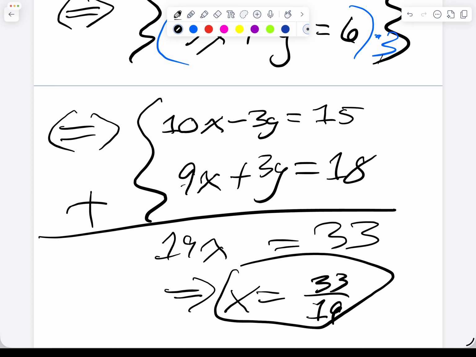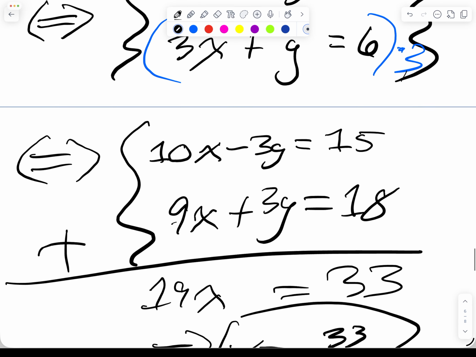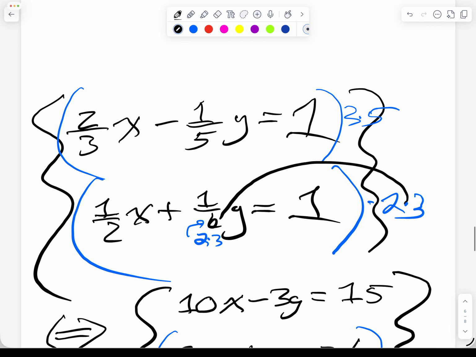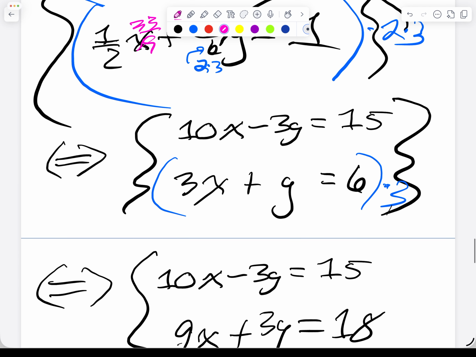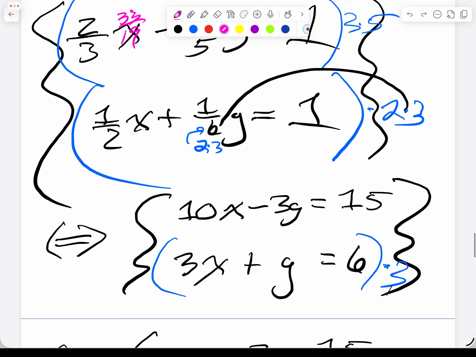Great. Now that I have my x, substitute it in. 33 over 19, right? You could put it here, or you could put it here. It doesn't matter. You could put it here or here. Any of them will work. And then solve for y. It's just ugly fractions, right?